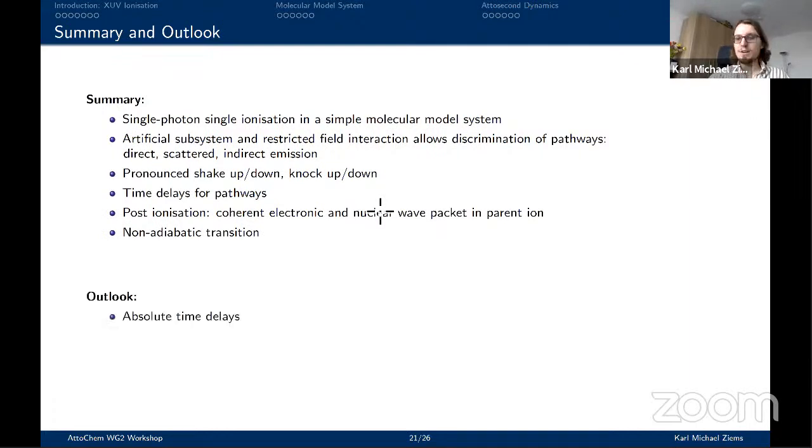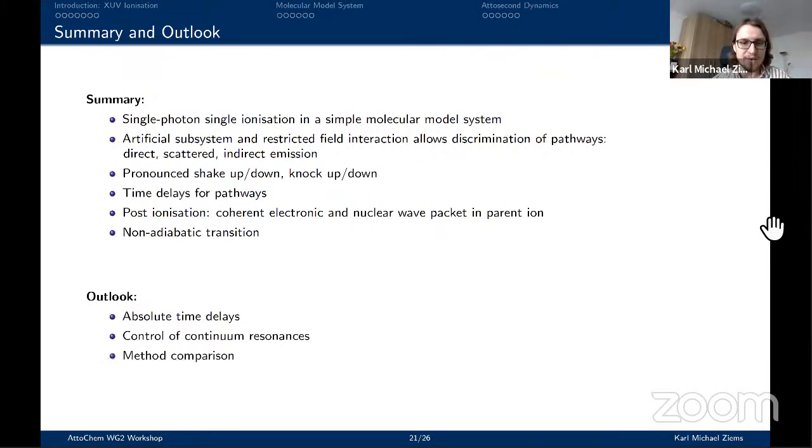Okay, so what is next? We now have this model system, and now we obviously want to understand and control more different situations with simulations, to understand in more detail, especially the role of the nuclei. And as mentioned before, one thing would be to have absolute time delays. That's something which we have to work on.